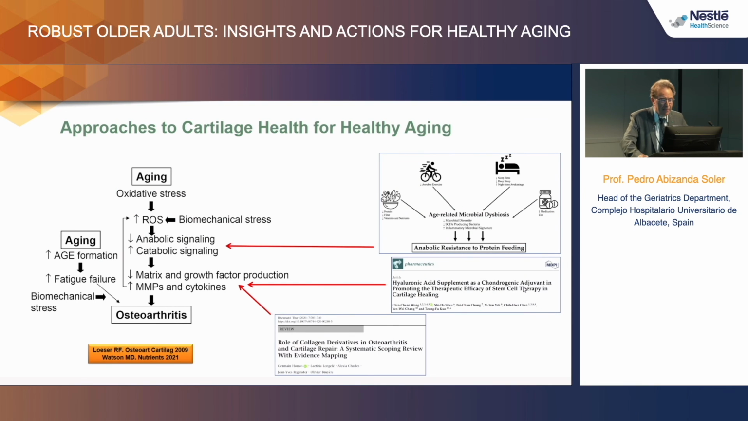And last, but not least important, you can see here that we must also take care of our cartilage, because osteoarthritis is one of the most disabling diseases in healthy aging. And we know that there's a path toward osteoarthritis, and there are some publications talking about anabolic resistance to protein feeding, or supplementations with hyaluronic acid or collagen supplementations that could be of interest to delay this osteoarthritis process.